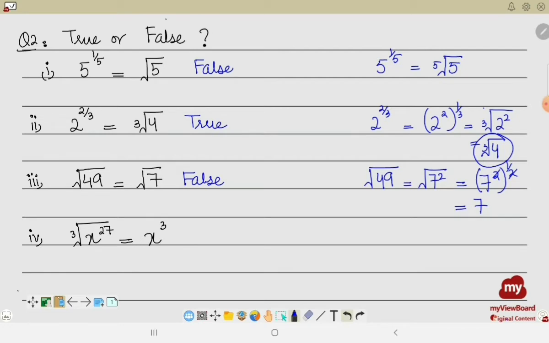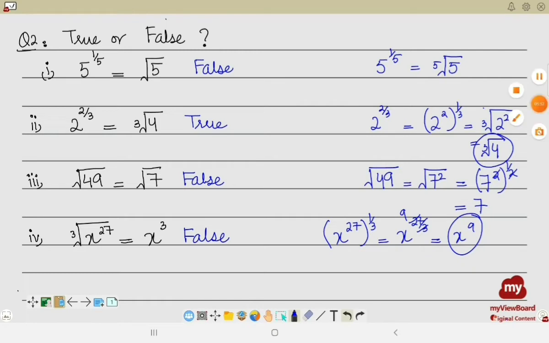Fourth part is cube root of x raised to power 27. Let's change it into the exponential form, this will be 1 by 3. It can also be written as 27 by 3, and 3 nines are 27, x raised to the power 9. Here it is given as x raised to the power 3, so this is a false statement, right? So you just have to simplify it for identifying whether it is true or false.